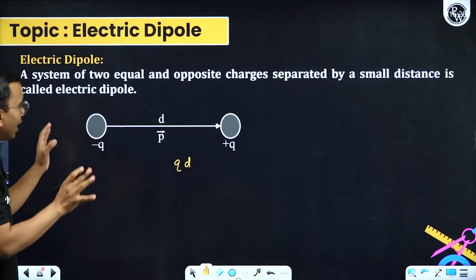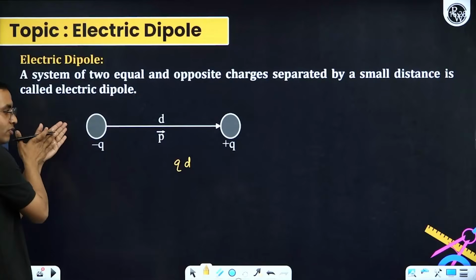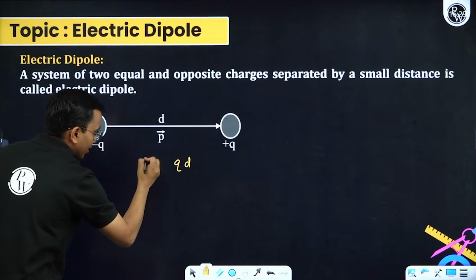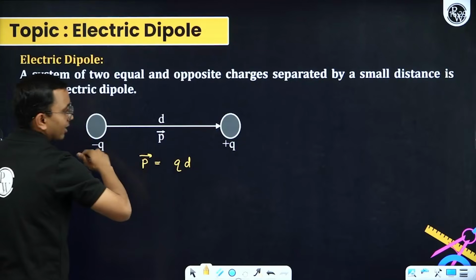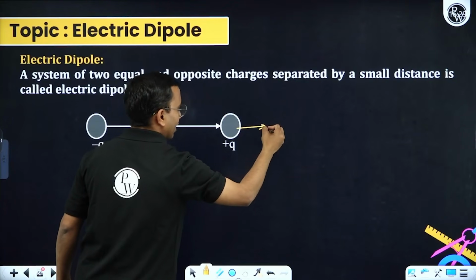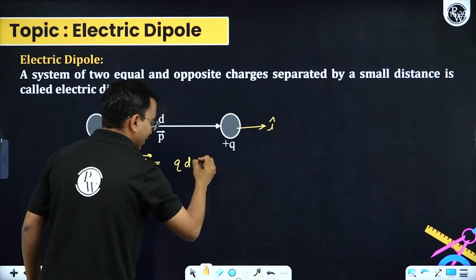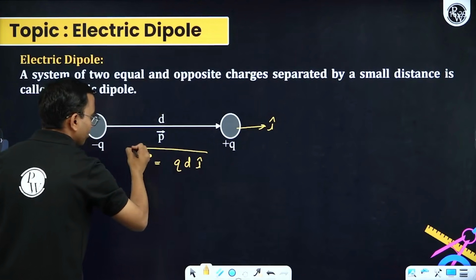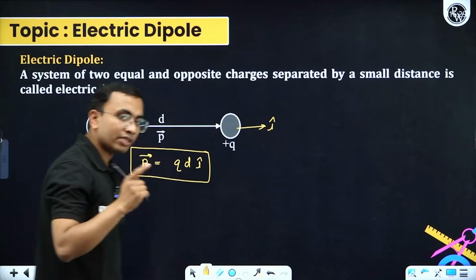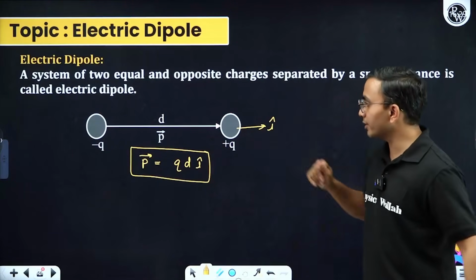This is the dipole moment, and the direction of this dipole moment is taken from negative to positive. Let us take this direction as whatever it is. If it is I cap, you may write here I cap. So this becomes my dipole moment. Dipole moment is a vector, not a scalar, because it has a direction.